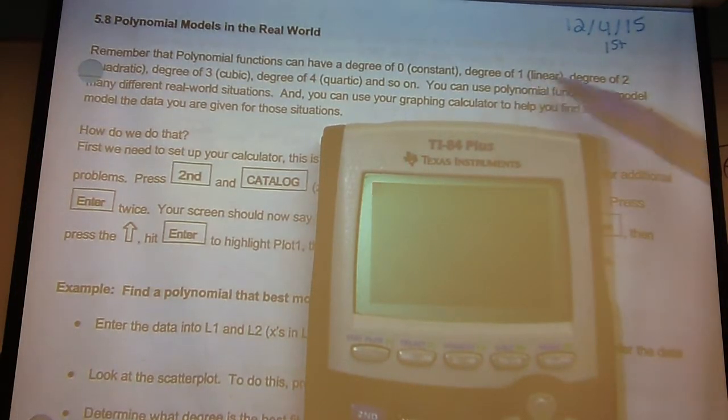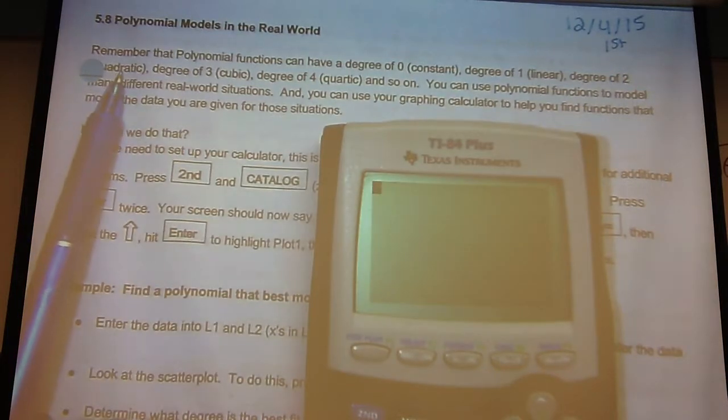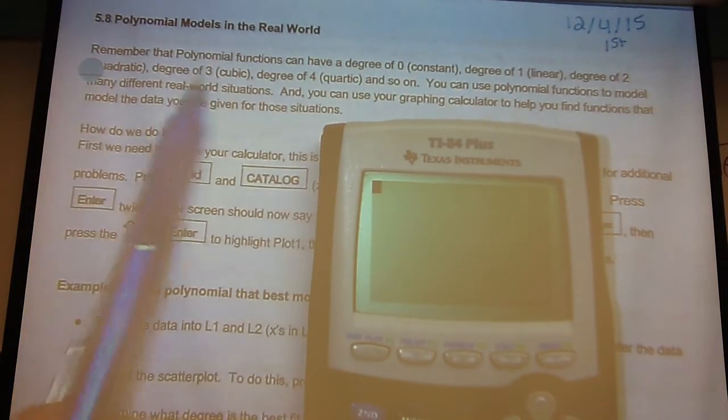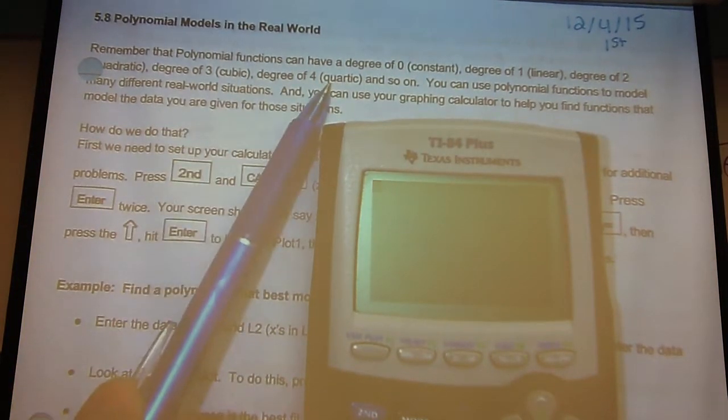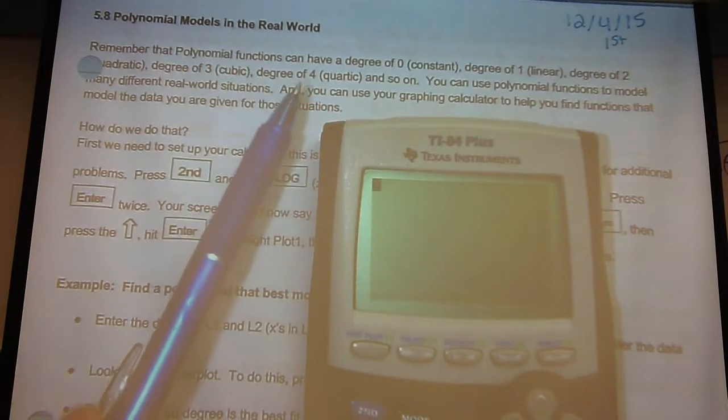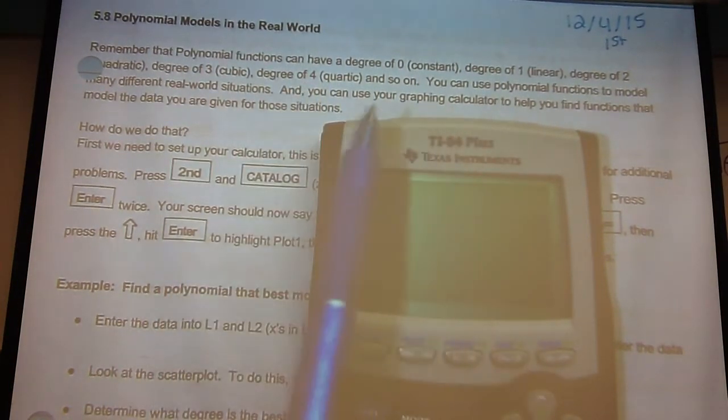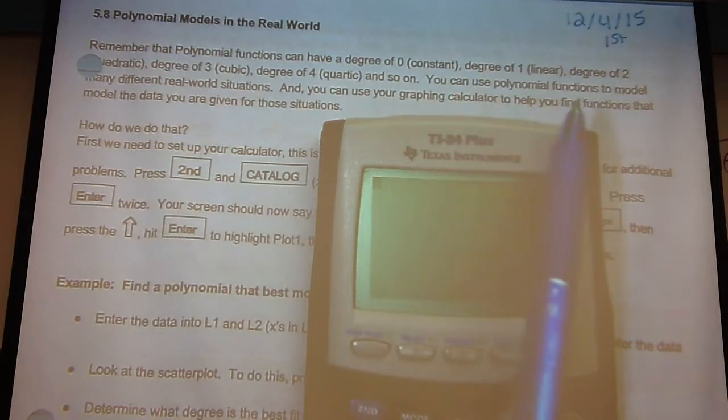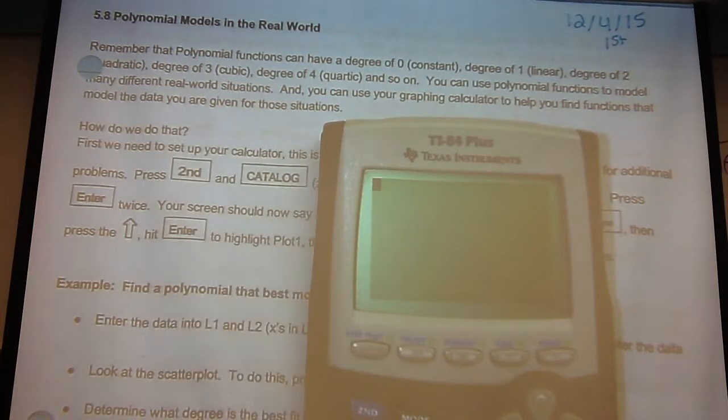A degree of 1 is linear, a degree of 2 is quadratic. A degree of 3 is cubic, a degree of 4 is quartic. You have those in your notes so you can look and see the rest of them. But you can use these polynomial functions to model real world situations.